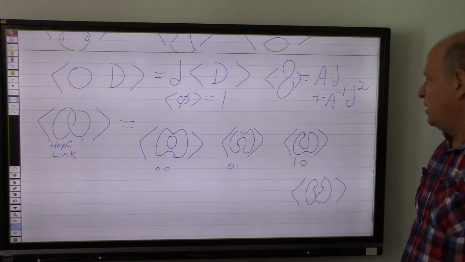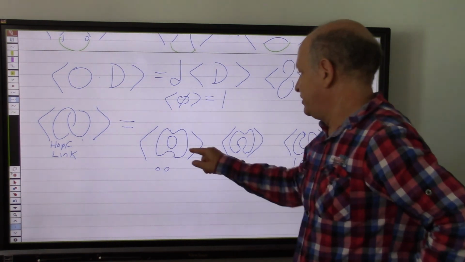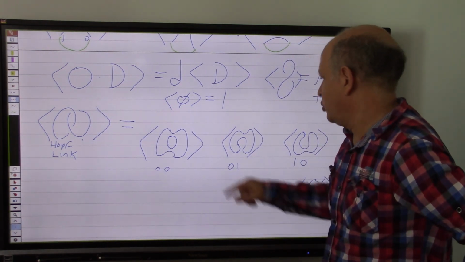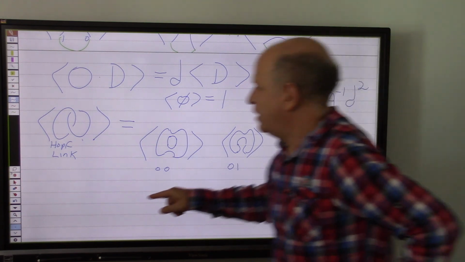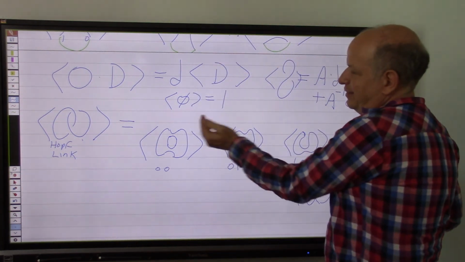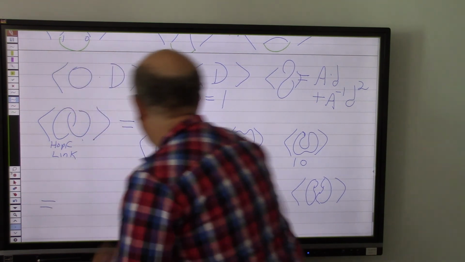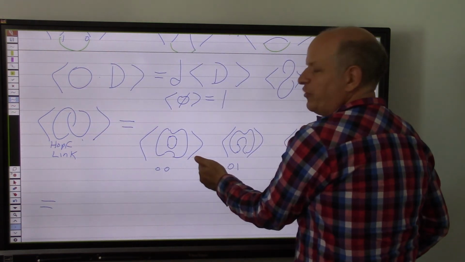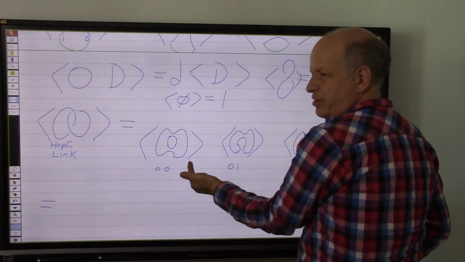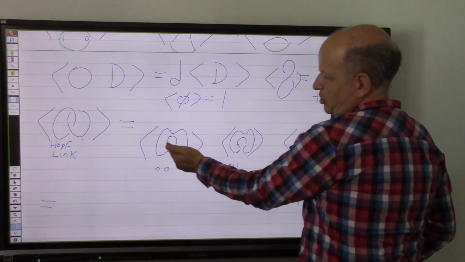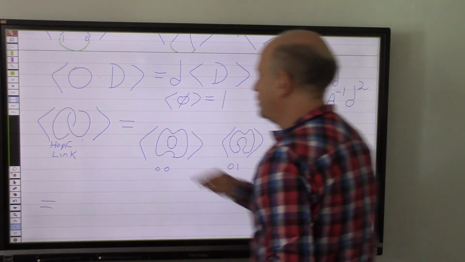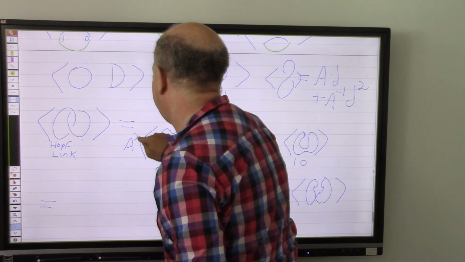Anyway, so what's the invariant? Here, let's compute it. So this should have come with a coefficient a squared, right? Because I did two 0 smoothings. So this comes with a coefficient a squared.